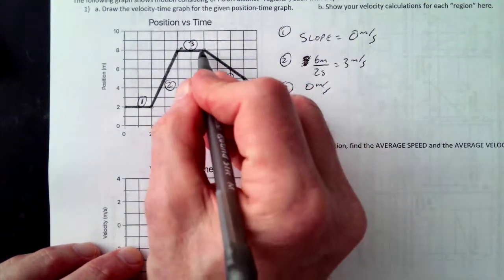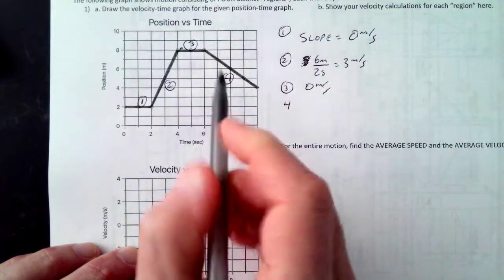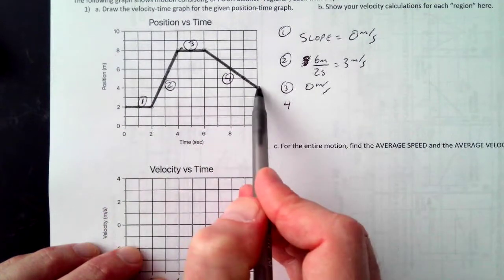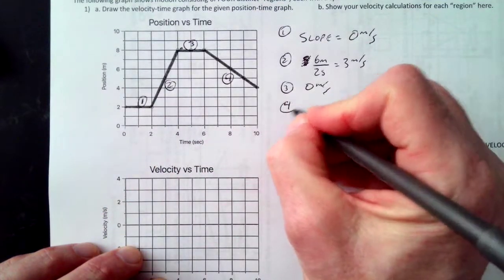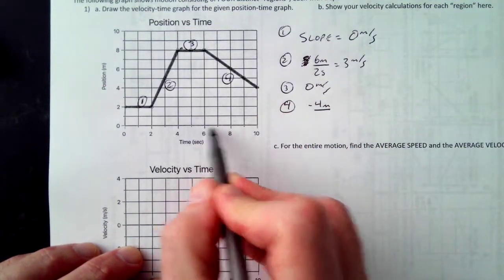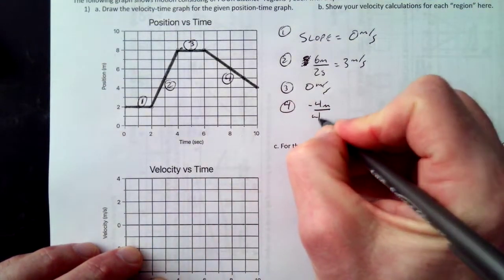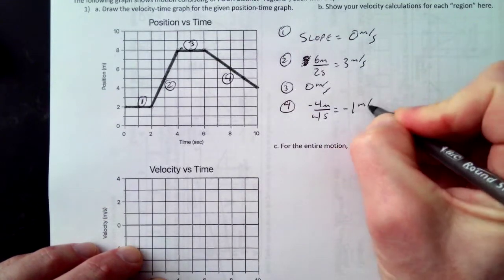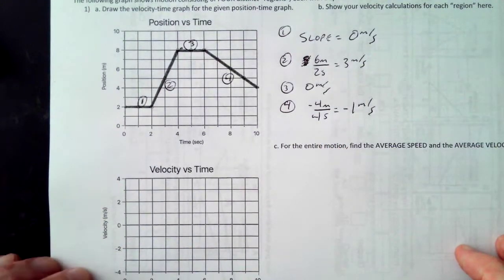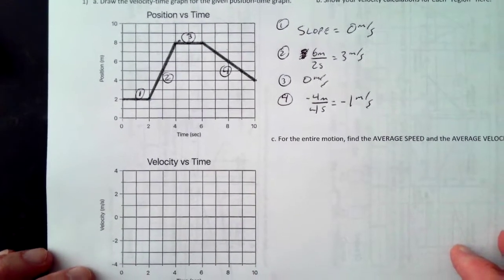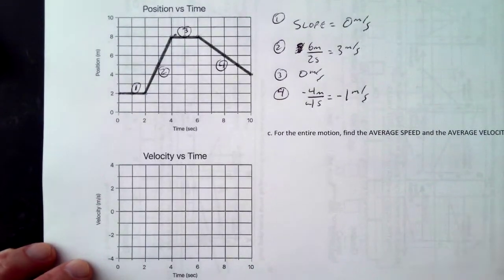0. For region 4, right? I'm up here at a position of 8, and I'm dropping down to a position of 4. So that means I'm losing 4 meters of position in 4 seconds. That's going to be a negative 1 meter per second. Now, I know a number of you got that right because I saw a number of your velocity time graphs.